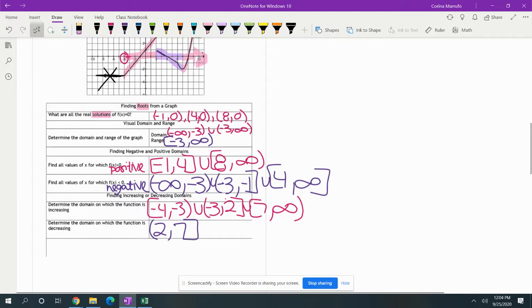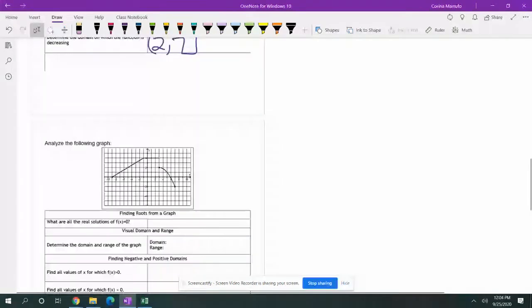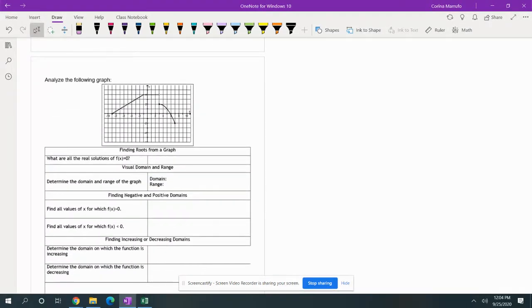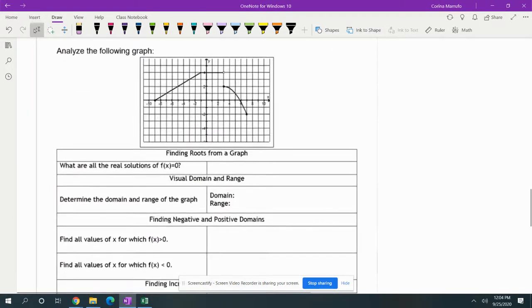Okay. Now we do have one more example with another different graph. So here we have analyze the following graph. This graph doesn't have arrows where it shows it goes on forever and ever. It does have a little constant section. So let's go ahead and look at the questions. It says, what are all the real solutions of f of x equals 0?